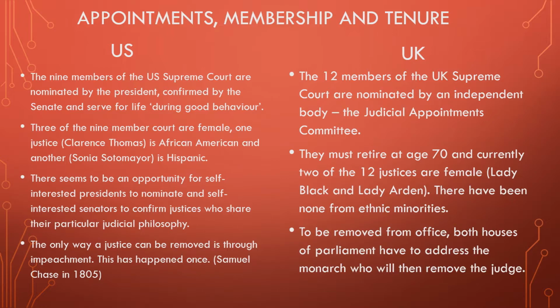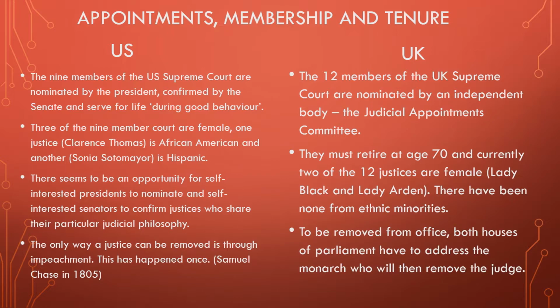Next, I'm going to talk about the appointments, the membership, and the tenure of the justices. So as we know, in the US Supreme Court, there are 9 members. They are nominated by the President, they are confirmed by the Senate, and they serve for life, or during good behaviour. We'll come to that in a second. 3 of the 9 members are female. One, Clarence Thomas, is African American, and another justice, Sonia Sotomayor, is Hispanic. So there is a breadth of gender, and there's also a breadth, so to speak, of minorities in the US Supreme Court.